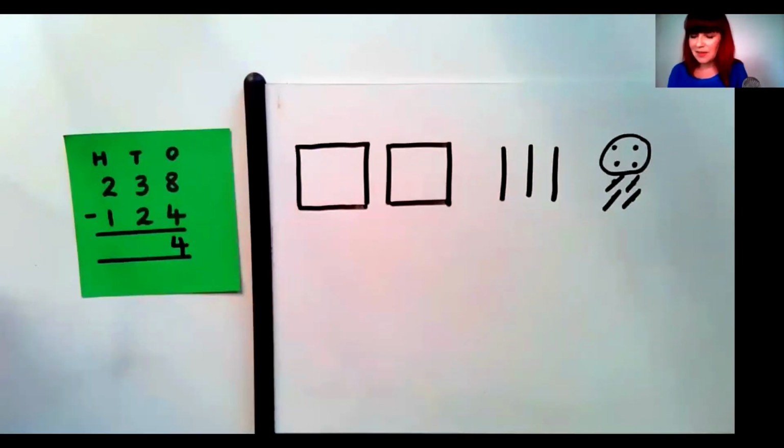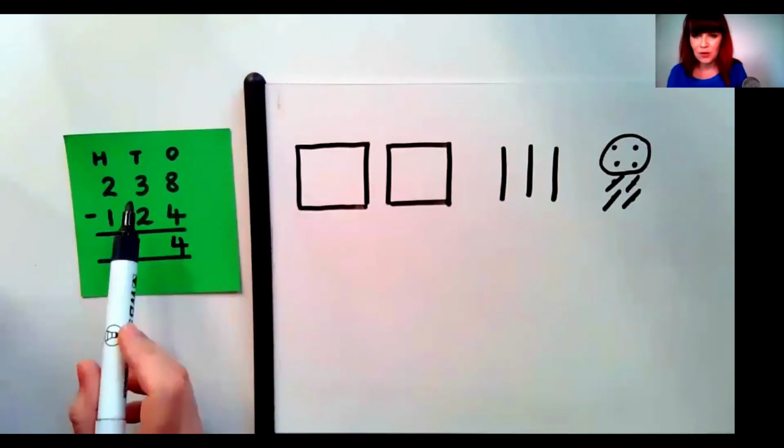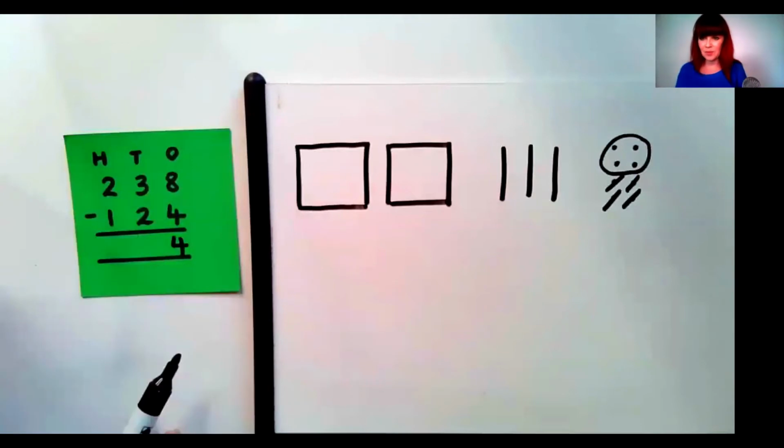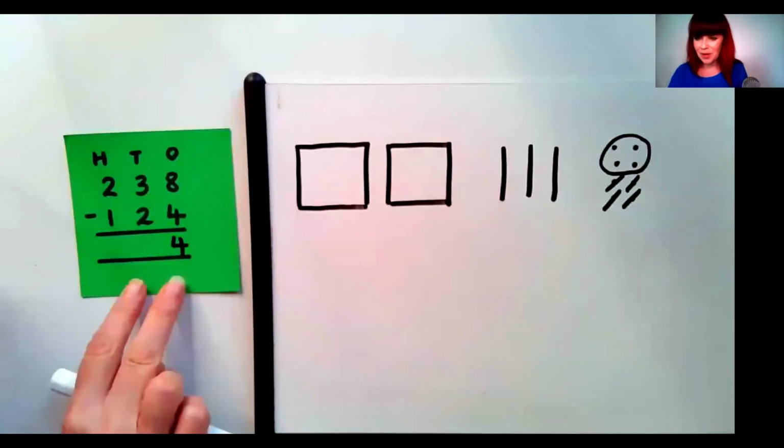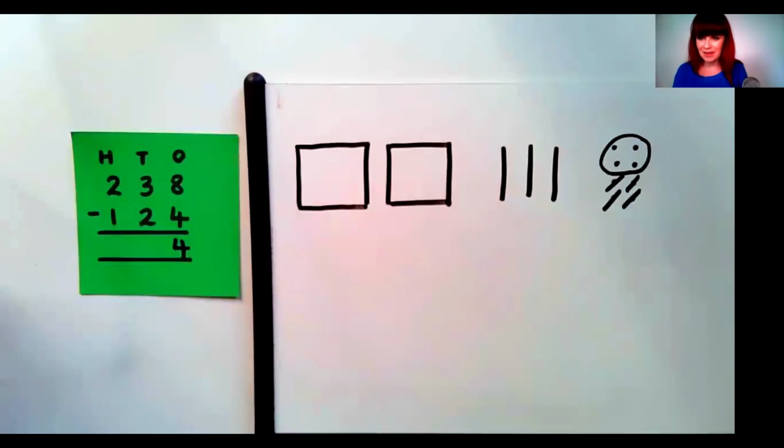Now you'll notice that this is a compact method. I haven't written out the 200 and the 30 and the 8 like I did before. So by the time they get to the end of year 3, we're hoping that they can use this method, and all the work they've done before on the expanded method will have helped them.